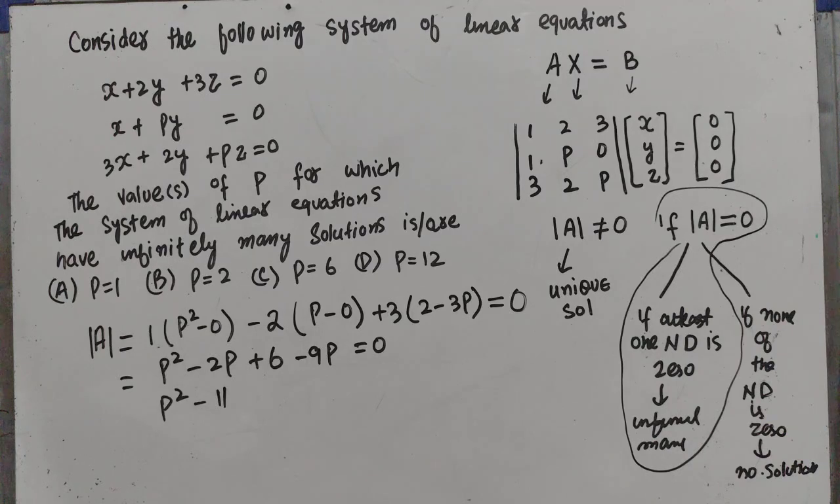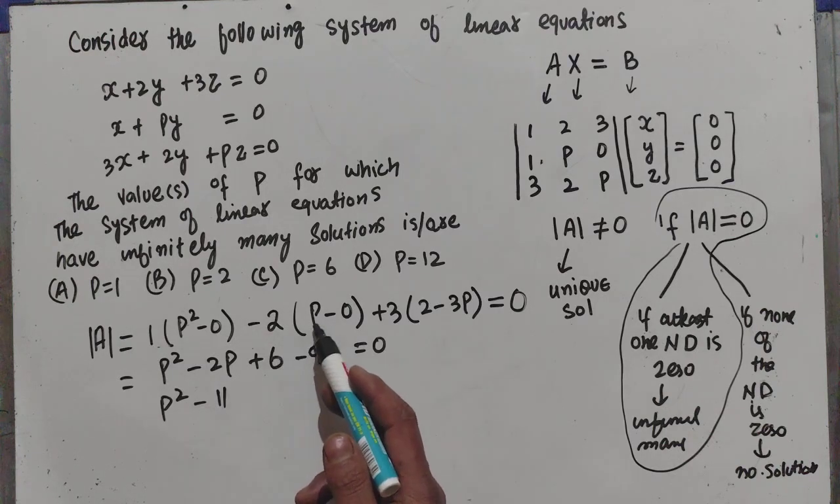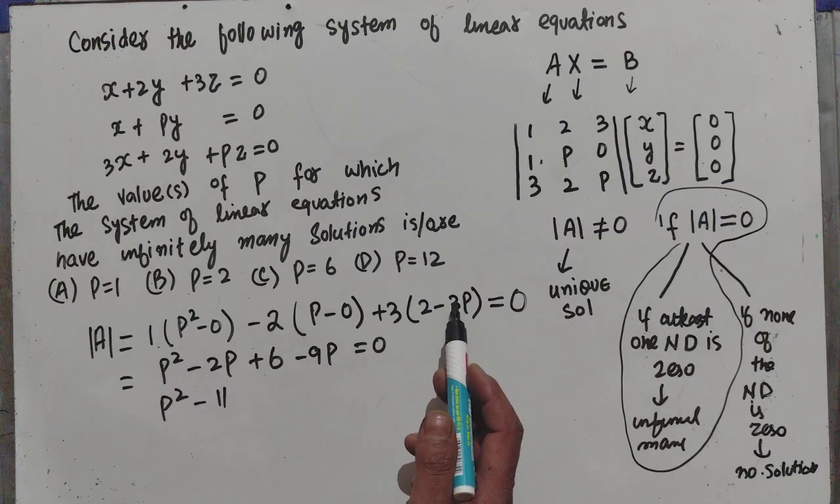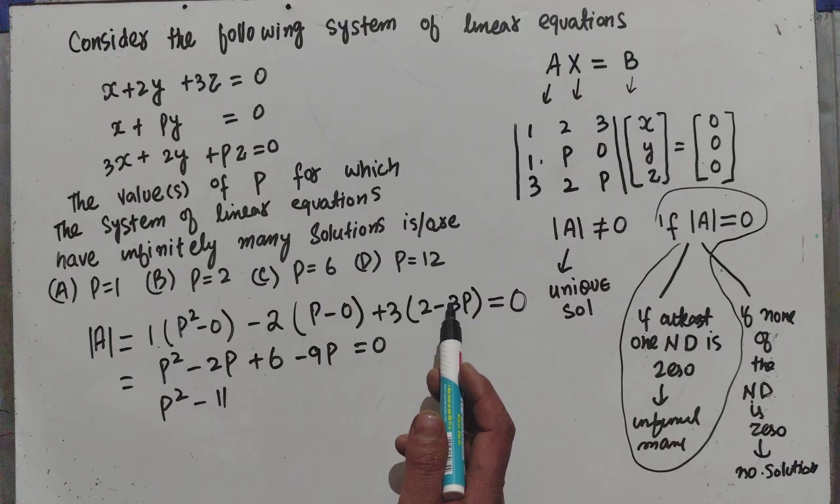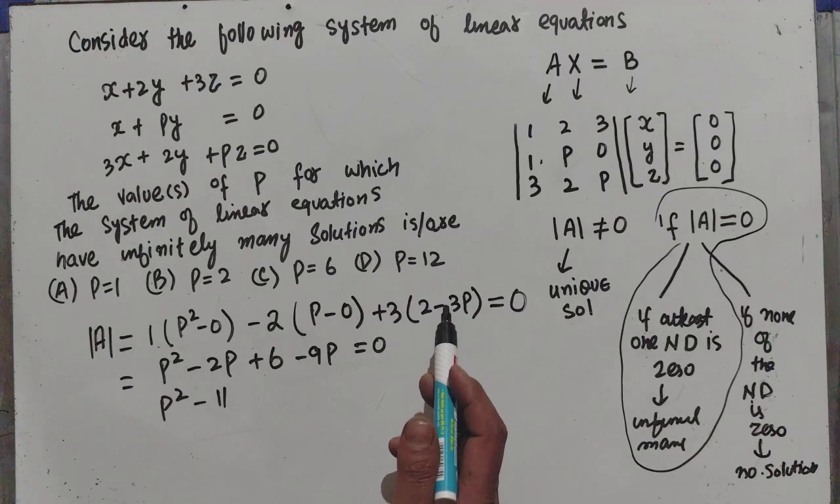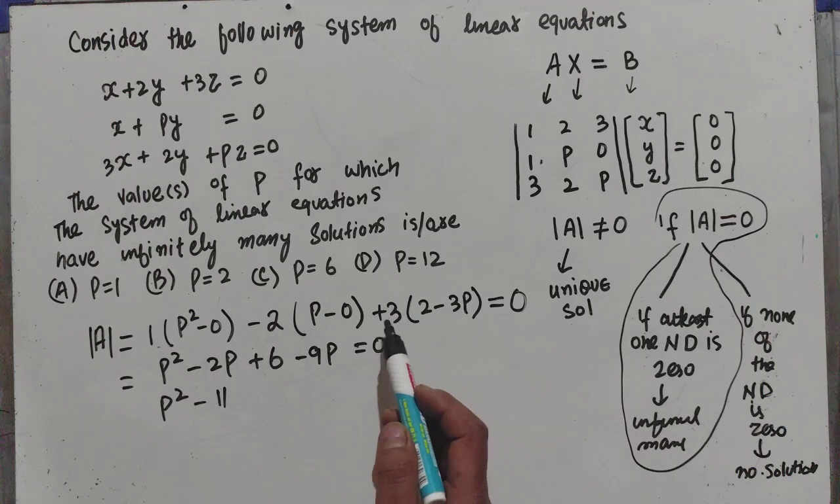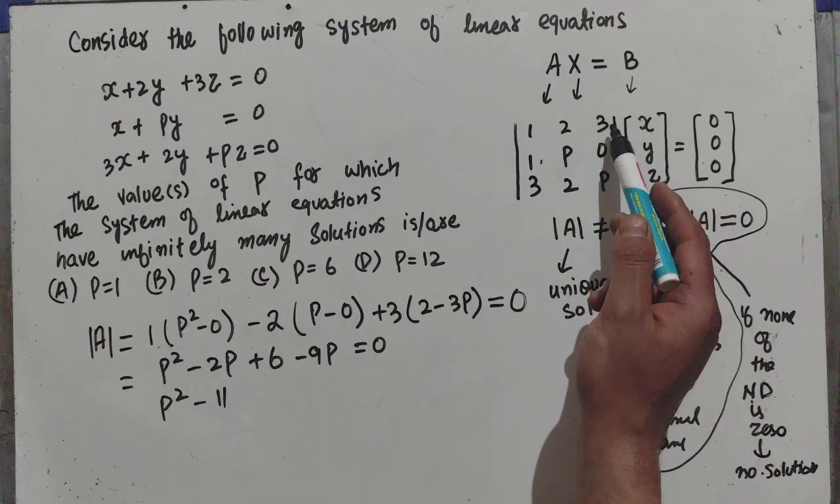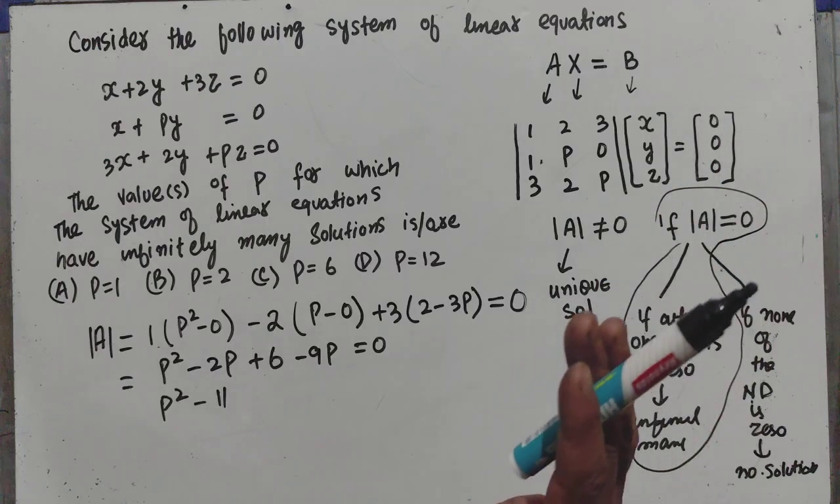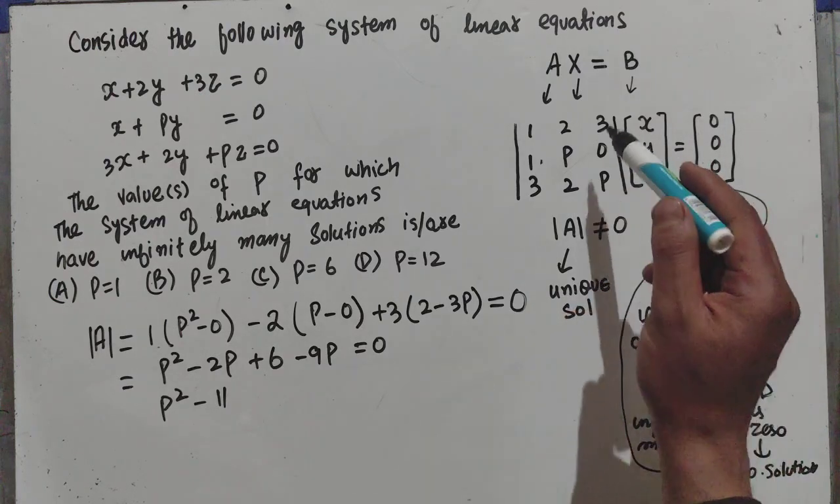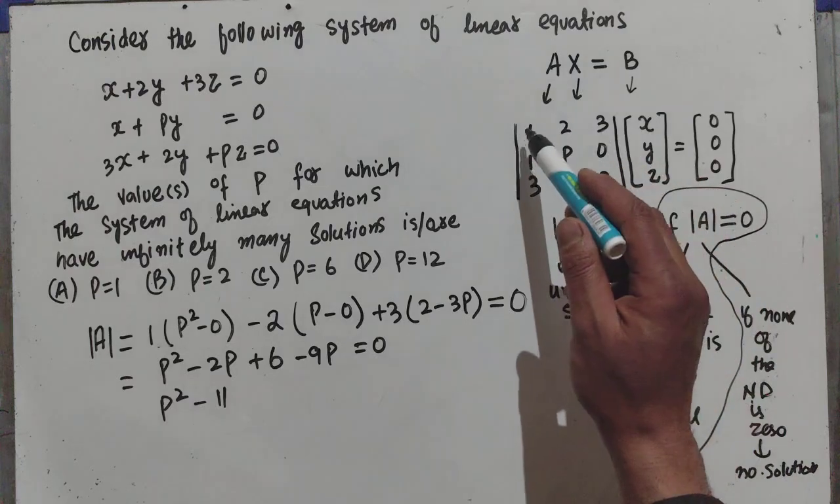Okay, let me see if I have done it correctly or not. So we have here p square minus 2p, 3 threes are 9. Somewhere I have made a mistake. So here we have 3. Okay, so when we have 3, we delete this row and this column.